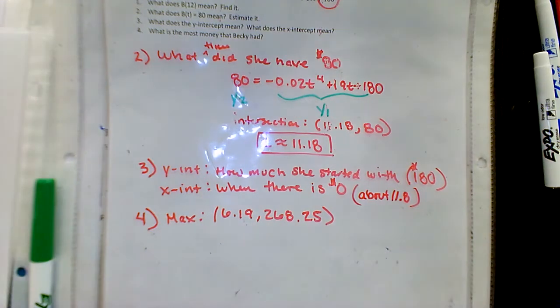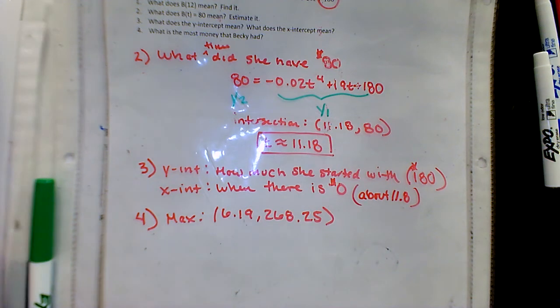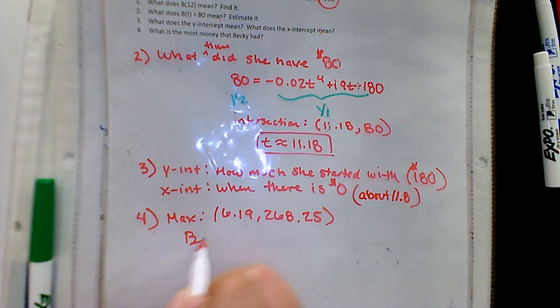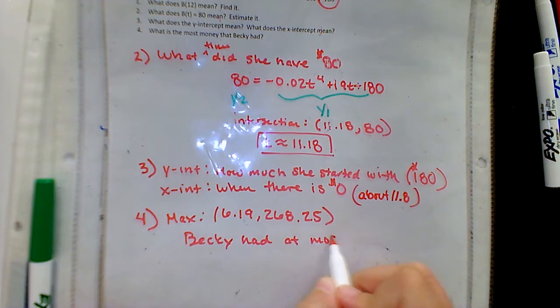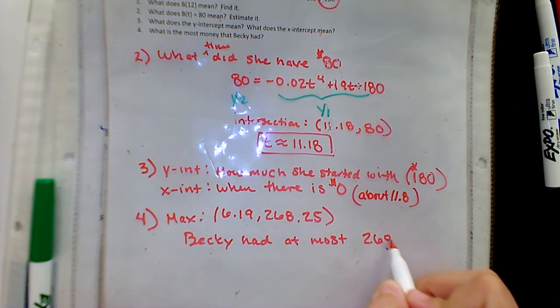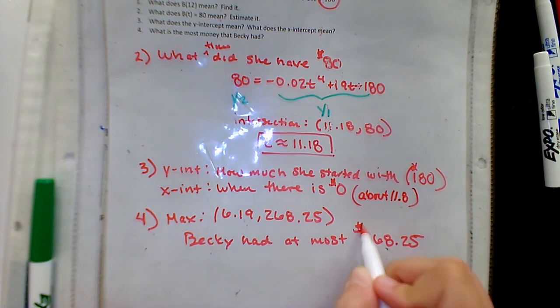All right, so we use the calculator to help us with the calculation, if you will, but it's up to us to analyze it. What do these numbers mean in terms of this scenario? So if this is the maximum, this is the highest, how can we answer a question? What's the most amount of money that she had? Go to Carter. 260. All right, so Becky had at most $268.25.